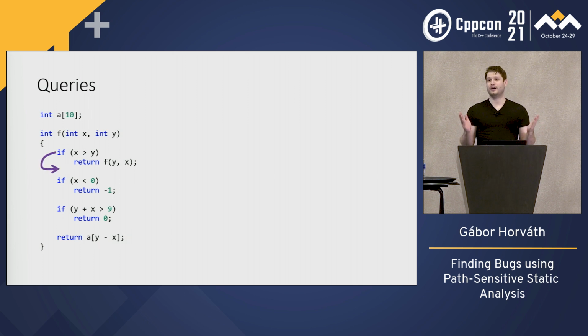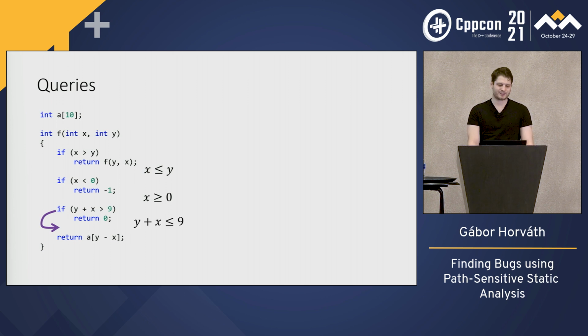First, in order to reach the program point we are interested in, we have to skip the first branch. If we skip the first branch, we know that the value of x must be smaller than or equal to y. We also need to skip the second branch, and because of that, we can record the constraint that x is non-negative. And we also need to skip the third branch, and in this case, we can record the constraint that y plus x needs to be smaller than or equal to 9.